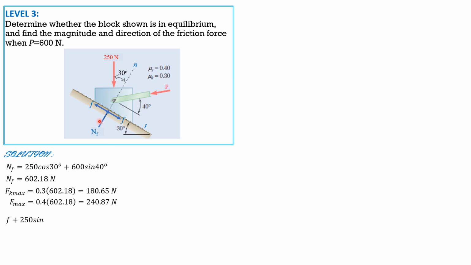And then we decide if the block remains in equilibrium or not. So F, assuming that F is down to the right, so F plus the tangential component of 250 sine of 30, which is in that direction, then minus P, which is 600 cosine of 40, which is this, equals 0. So F is equal to 334.63 newtons, which is correct.